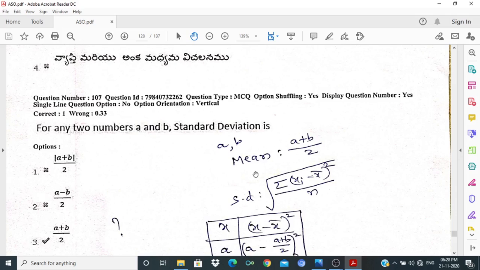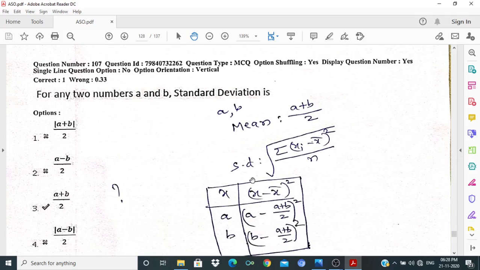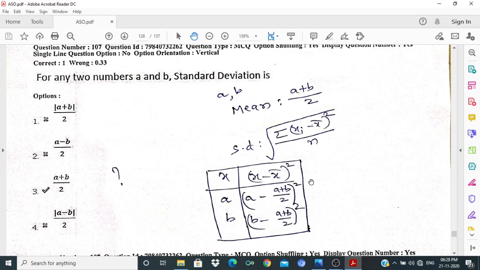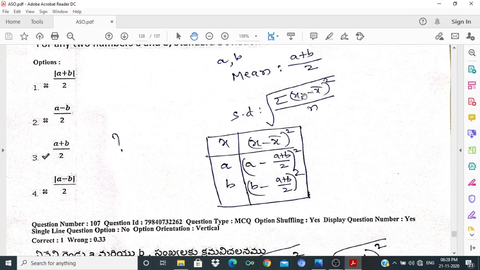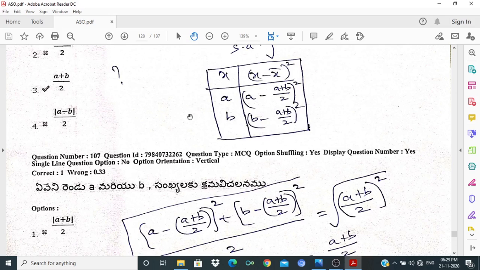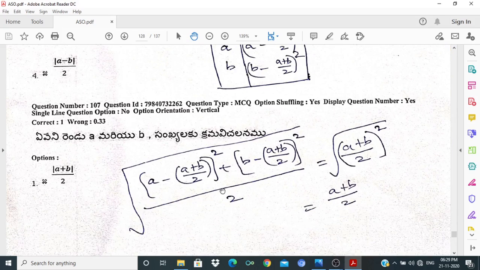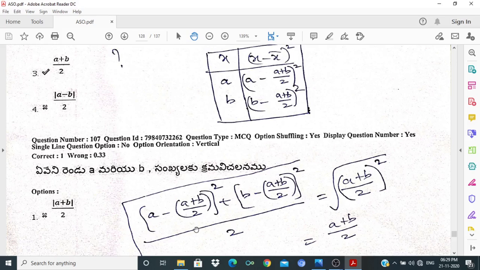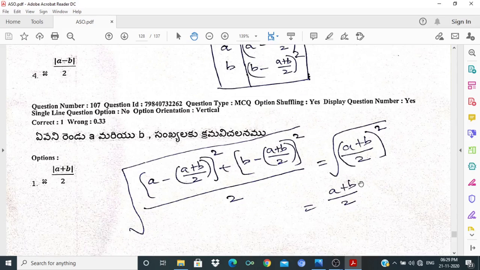For any two numbers A and B, standard deviation is, okay, mean is A plus B by 2. Standard deviation formula is this. If we add this and divide by 2, it gives us this. They are given, this is the correct answer. Okay, this is the formula, standard deviation.